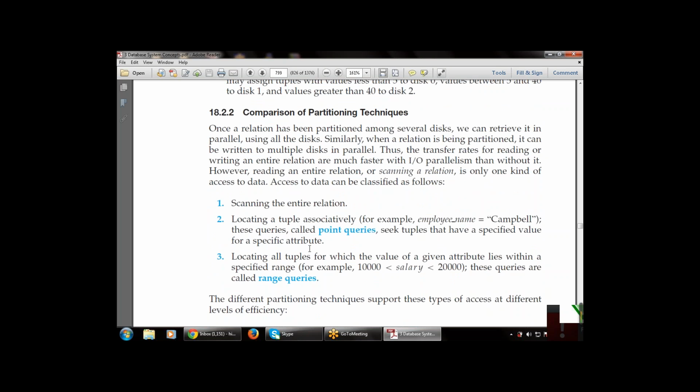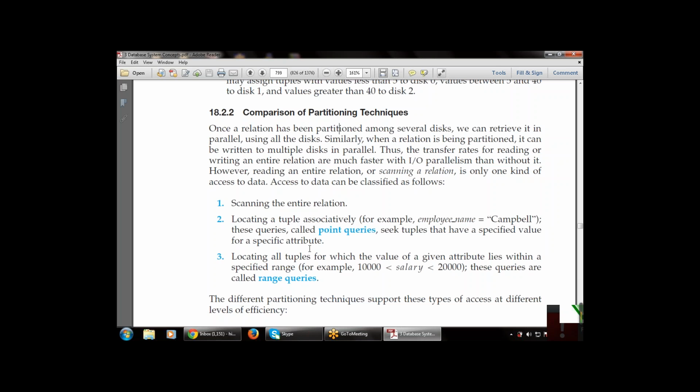Once a relation, or a table, has been partitioned among various disks using various criteria, we can retrieve it in parallel. We can retrieve the data in parallel form using all the disks. Similarly, when a relation is partitioned, it can be written to the multiple available disks in parallel. Therefore, the transfer rates for reading or writing an entire relation are much faster with input-output parallelism than without it.